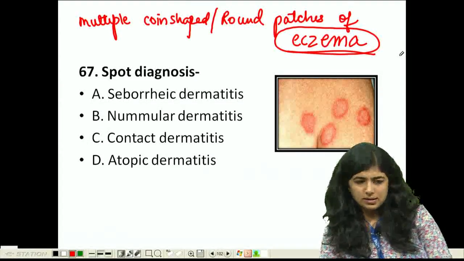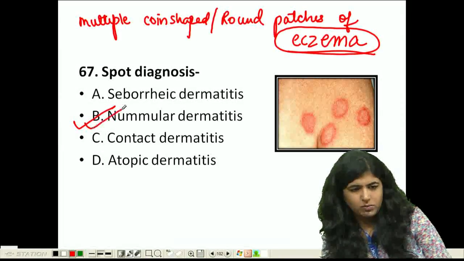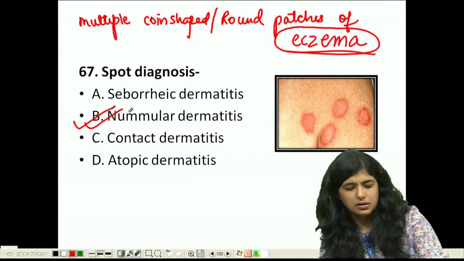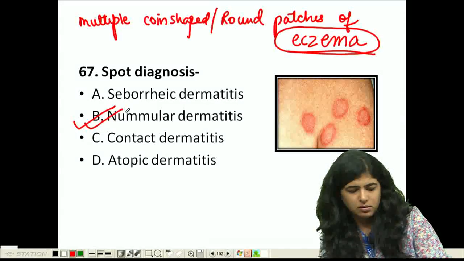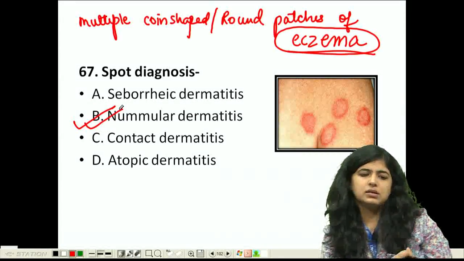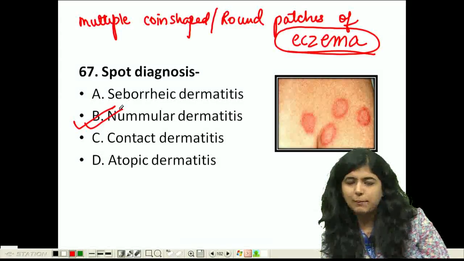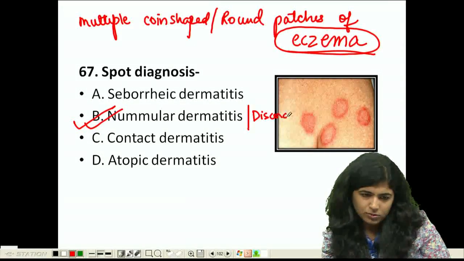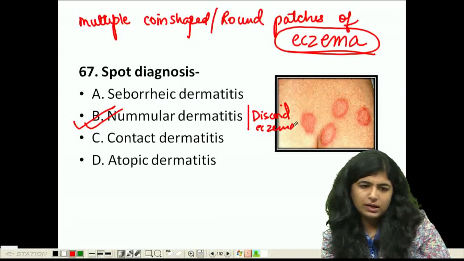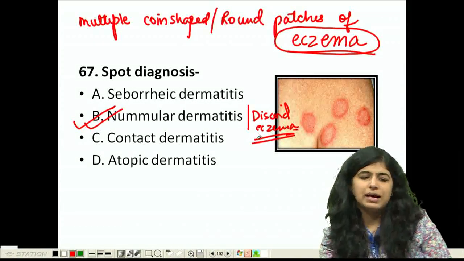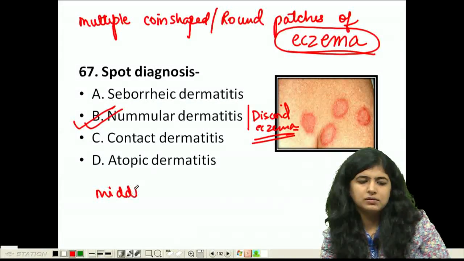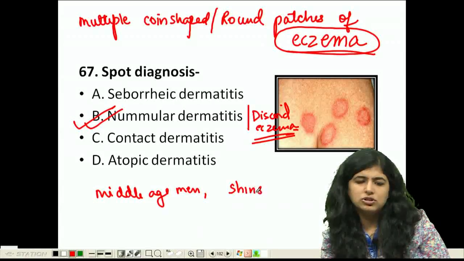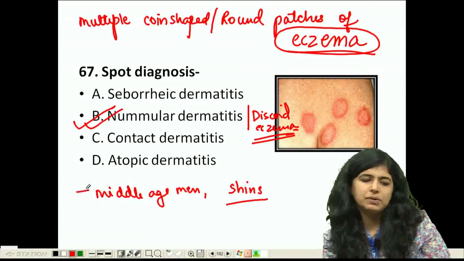What is this called as? This is nummular dermatitis. This is nummular dermatitis. Typical clinical picture. Had this not been in the answer, option would have been discoid eczema. I would have marked discoid eczema as well. Generally seen in middle-aged men on the shins. Although this image is not there, but that is the typical of discoid eczema.